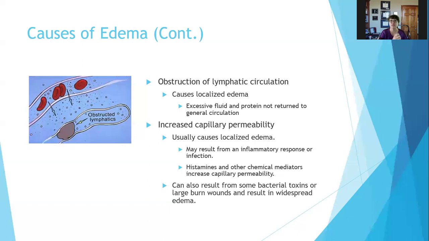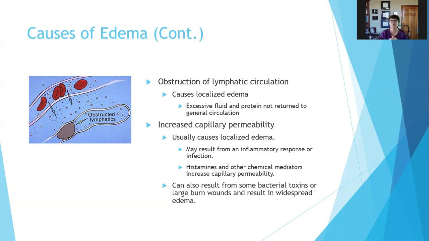An obstruction of the lymphatic circulation can cause localized edema because excessive fluid and protein aren't returned to the general circulation. So that's a kind of a traffic jam situation too. I have heard lymphedema or lymph obstructions called analogous to a storm sewer backing up. The fluid just builds up because there's no place for it to go, if that makes sense.